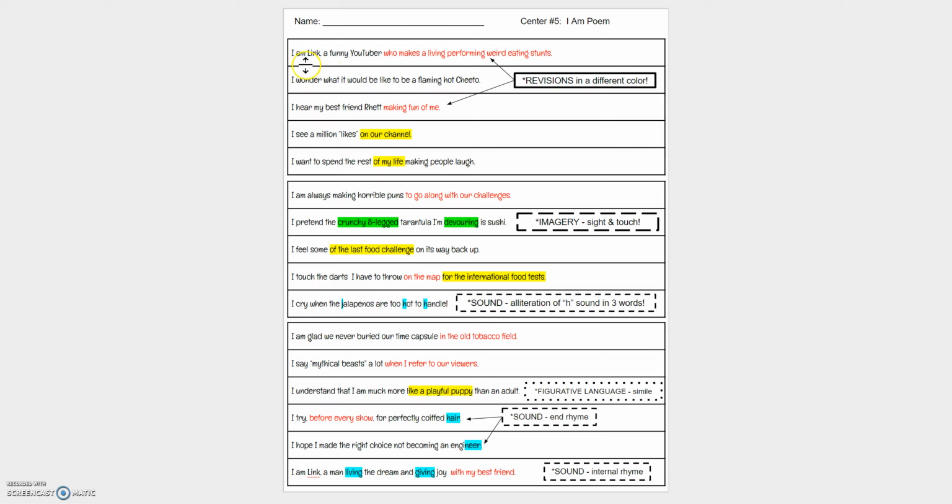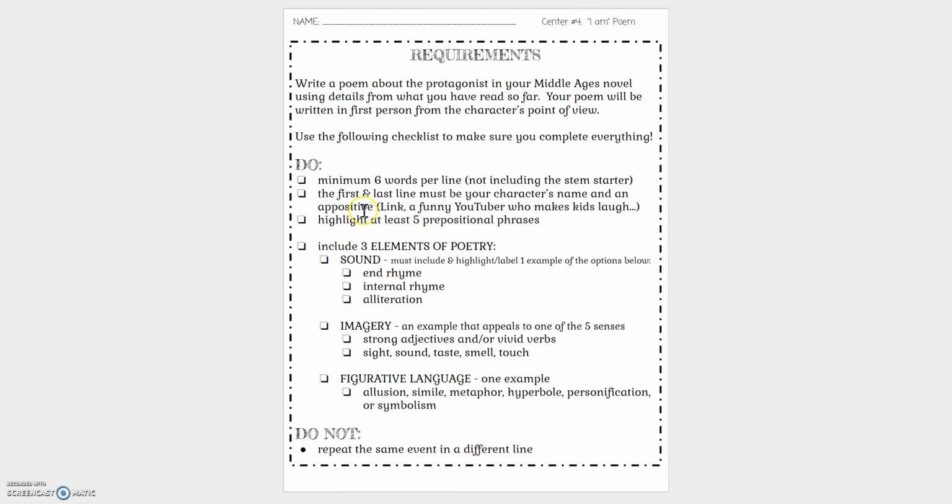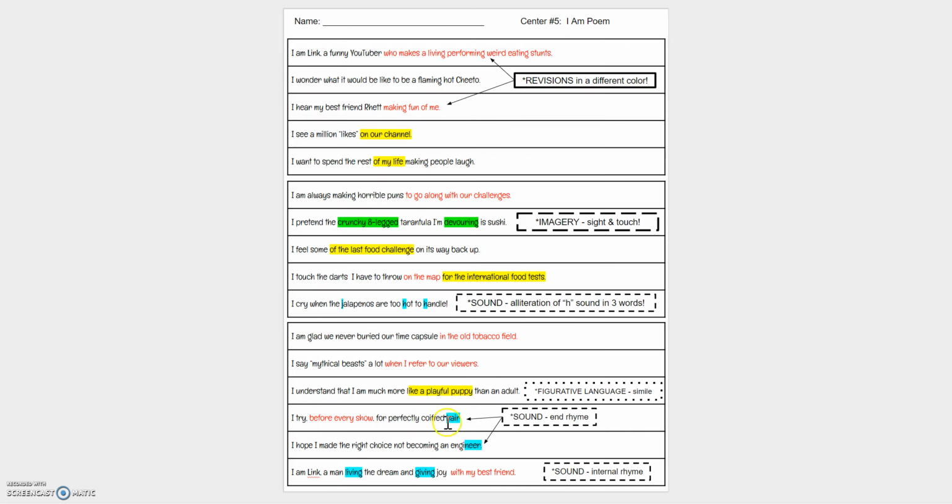So you can see my appositive at the beginning was a noun that renamed Link, here was a YouTuber, and then I added some description around him. This time, man was the word that renamed Link, and then I added some description around that. For my element of poetry, we were talking about sound. I included all 3 but you only need one, but I just wanted to show you what it might look like. So here I had some alliteration, jalapenos, hot, and handle. Here I tried for some end rhyme, hair and engineer, which wasn't quite perfect, but close enough. And then I had living and giving within the same line. So that was internal rhyme.